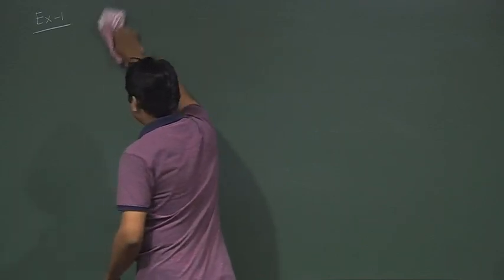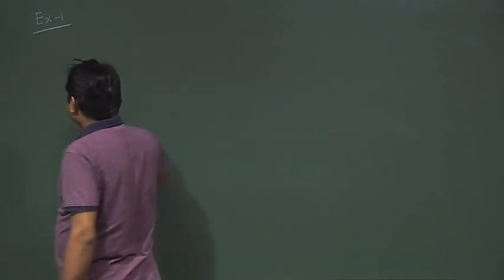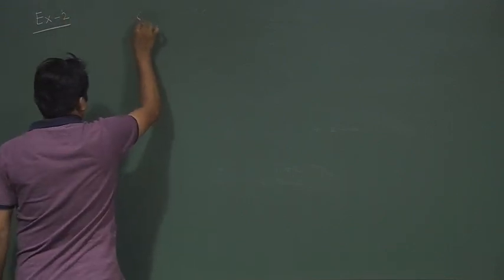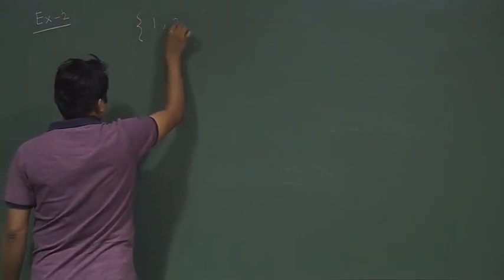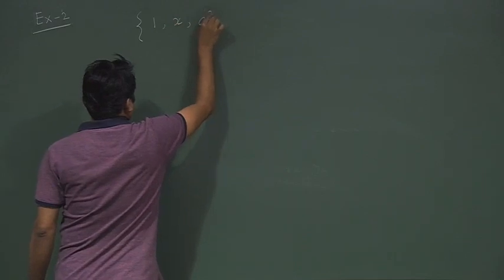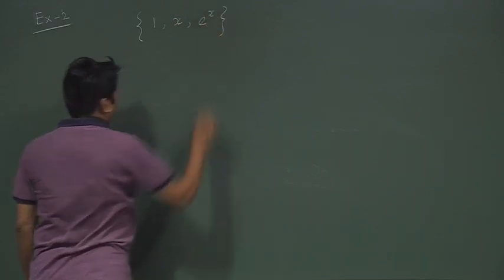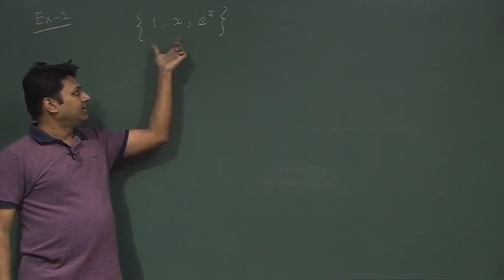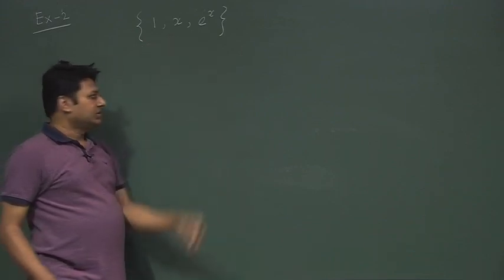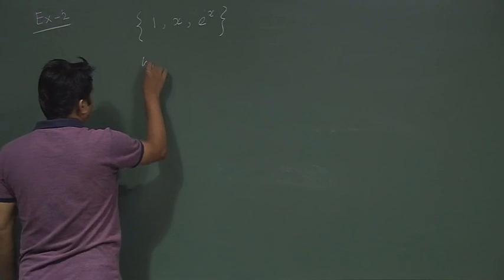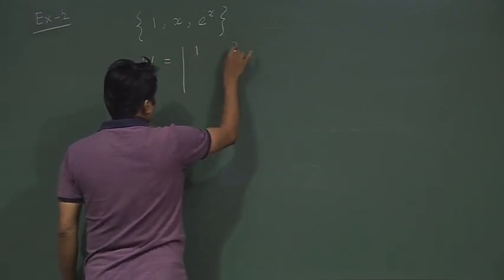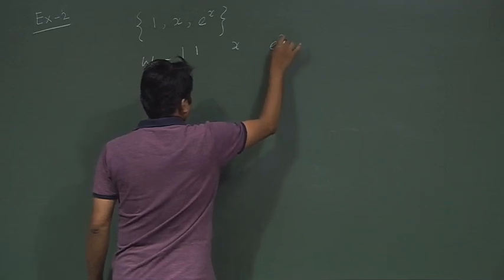This is example 1. So, I will go to another example, say example 2. Let us take the functions 1, x, e to the power x. What about this? Can I say this is a set of linearly dependent or independent functions? My Wronskian will be 1, x, e to the power x.